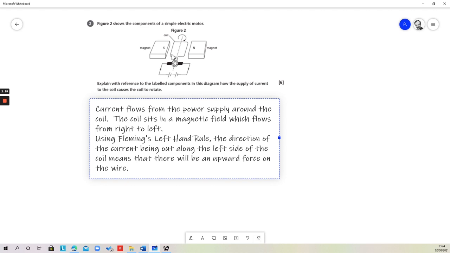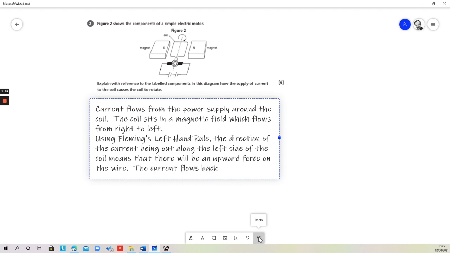So we've used Fleming's left-hand rule. We've said the current is flowing along in this direction here, along the left-hand side. The magnetic field is across like that. And in that case, what will happen is that there will be a force vertically upwards on that side of the coil there. Now, of course, the coil has another side to it as well. So we also need to refer to what's going on the right-hand side.